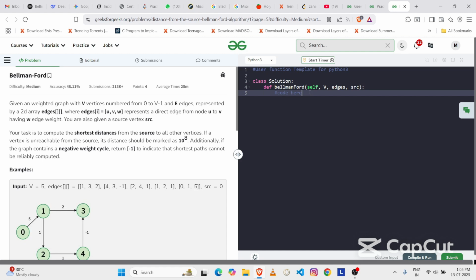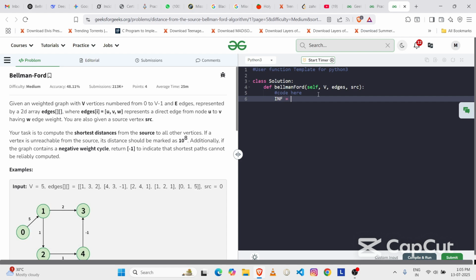Now we know the condition of the Bellman-Ford algorithm: if there is a negative weight cycle, then we have to return -1, and we consider further distance as infinity. Here it says we have to mark it as 10 to the power 8. So that's that. Now I am going to implement it so you can understand it very easily.